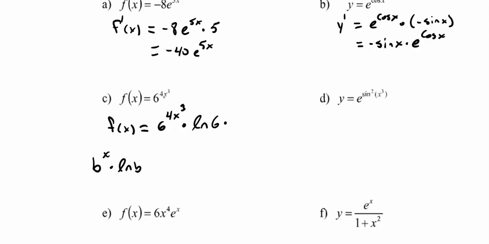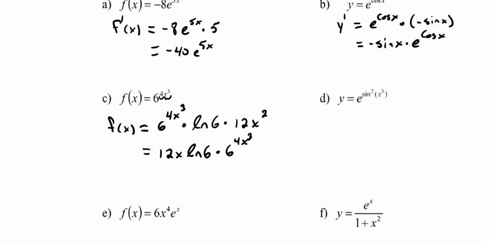And then don't forget though, that was taking the derivative of the outside of my function. Now we still have to take the derivative of the inside. So the derivative of 4x cubed would be 12x squared. Okay, and then just kind of clean it all up here. So then we've got 12x squared times the natural log of 6 times 6 to the power of 4x cubed. Just really wrote it in a different order. Oh, forgot my squared there. Okay, forgot a few things.